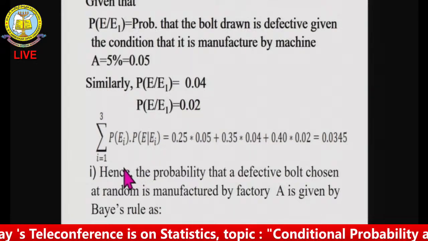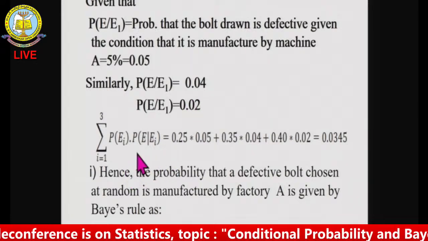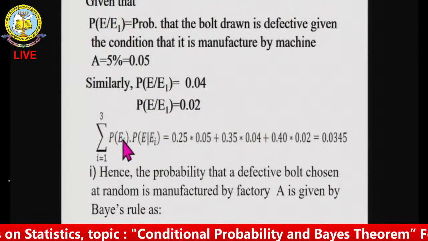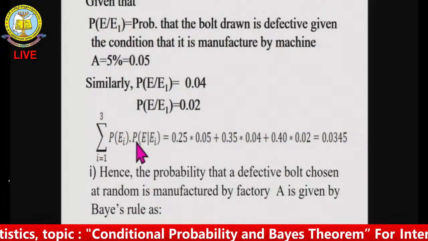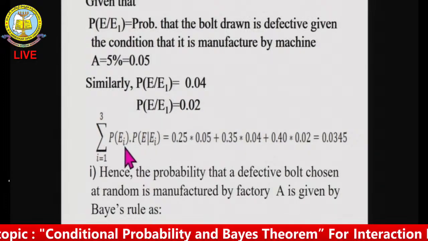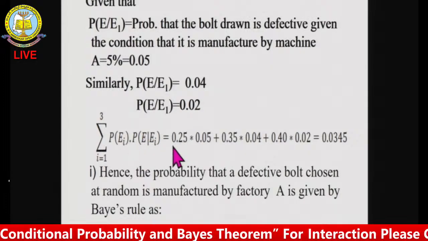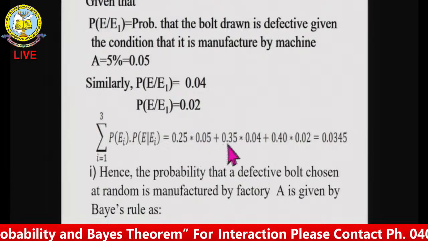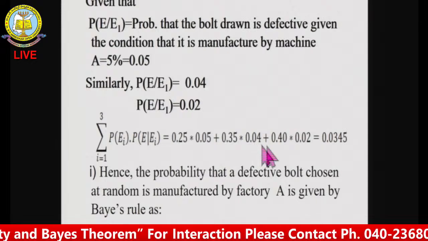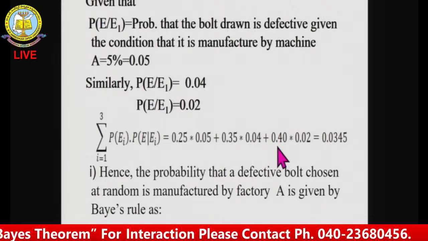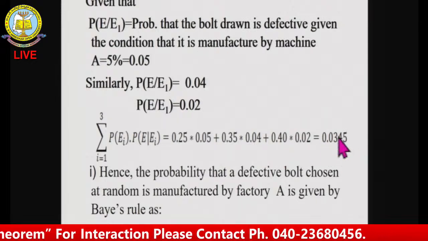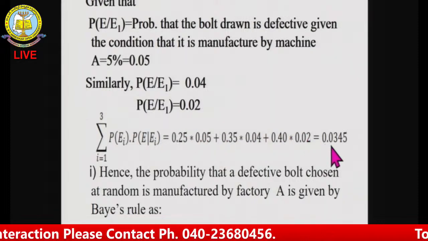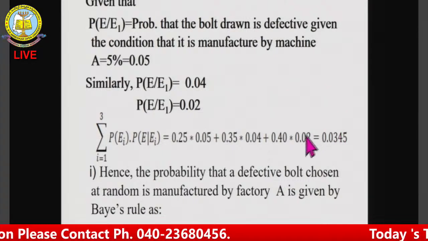Therefore, we need to find the total probability. What is the definition? Summing over probability of Ei times probability of E given Ei. If I take i equal to 1, the first event, that is 0.25 times 0.05. For i equal to 2, I get 0.35 times 0.04. For the third event, 0.4 times 0.02. If I multiply and add, the total output is 0.0345. This is the total probability.